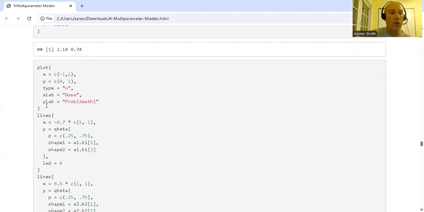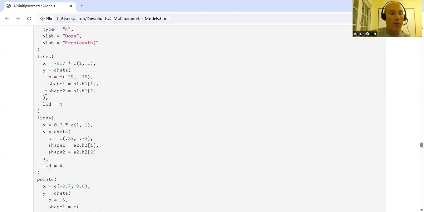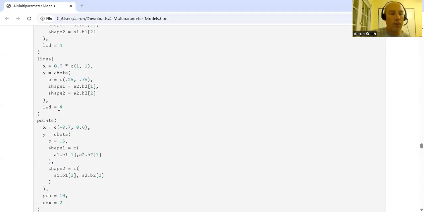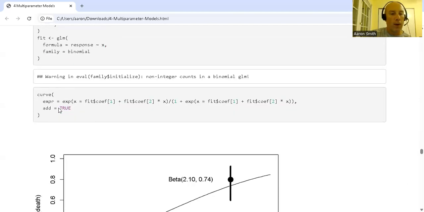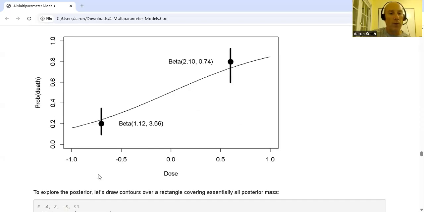All right, so all this code is just to implement all of this. And now let's take a look at the picture. Okay, so here is my prior distribution at negative 0.7. Here's my prior distribution at positive 0.6. And you can see this is, I think, the 95% quantile range, or maybe 90. I forgot what I put in there, but it's a reasonable quantile range. You can see what the central tendency is based off of my prior.